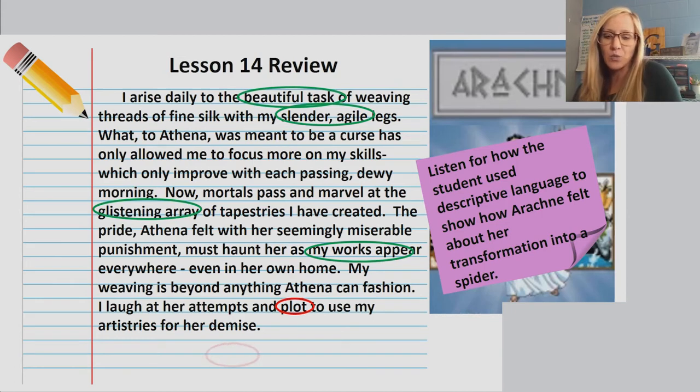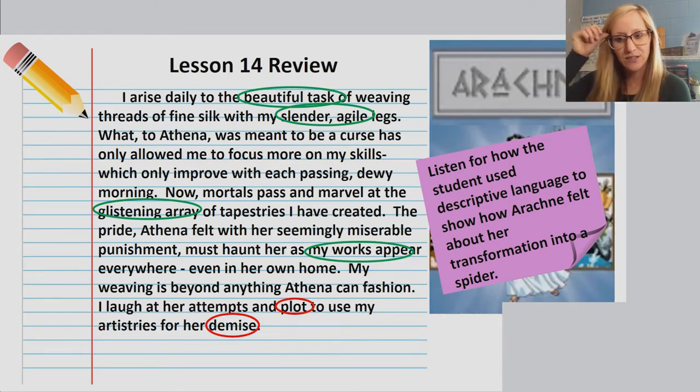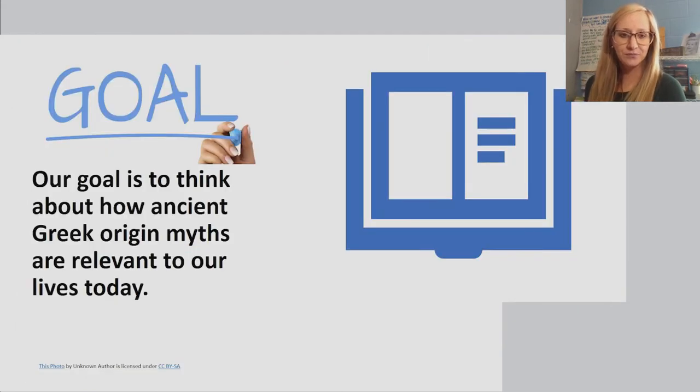how she wants revenge, to plot to use her artistries, meaning plan to use her weaving to show Athena just how successful she is being. Demise here means death, to use my artistries for her demise and death, meaning of her skill.